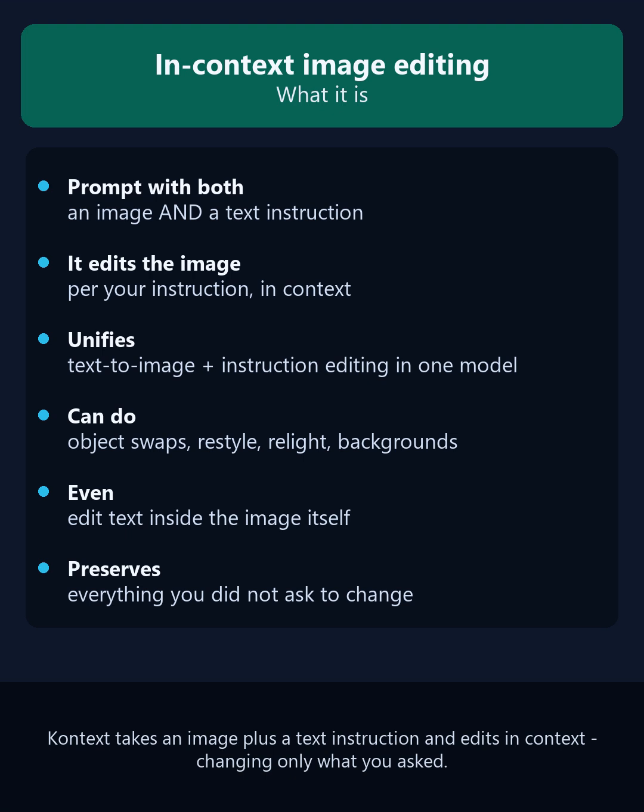So what is FLUX.1 Kontext? It is an in-context image editing model. You prompt it with both an image and text, and it edits the image according to your instruction. Crucially, it unifies plain text-to-image generation and instruction-based editing in one model. It can change objects, restyle, relight, swap backgrounds, and even edit text inside the image, all while preserving the parts you did not ask to change.